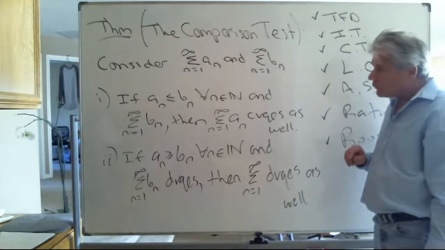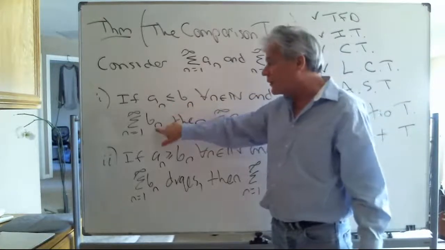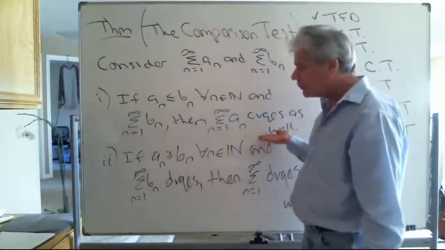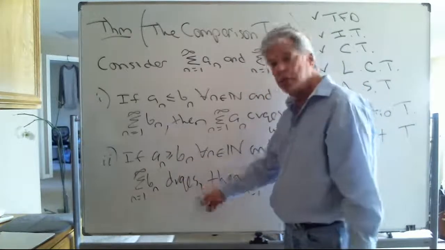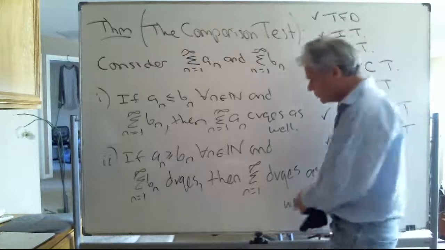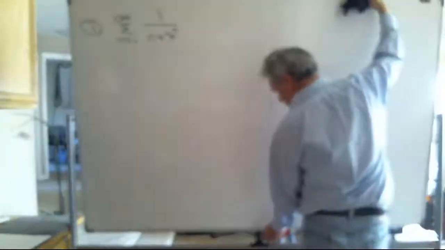Now, be a little careful. If my nth term is at least as big as the nth term of a series that converges, there's no conclusion. If my nth term is less than or equal to the nth term of a series that diverges, no conclusion. I hope those are rather obvious.